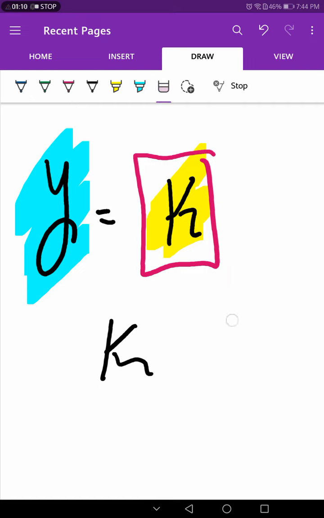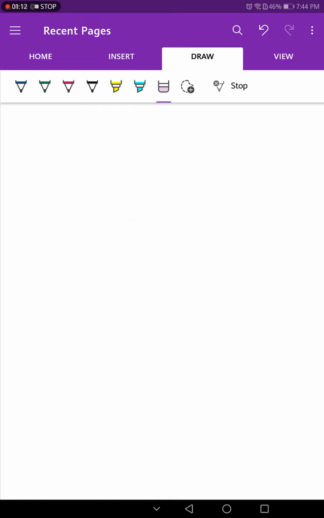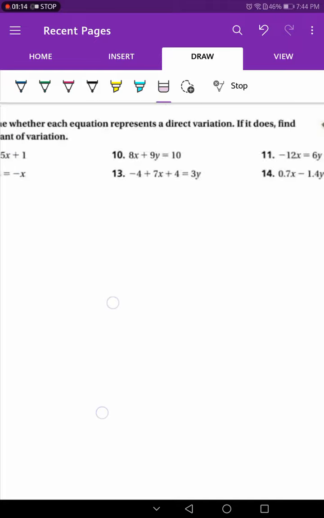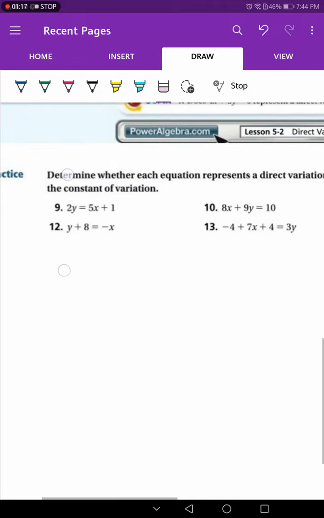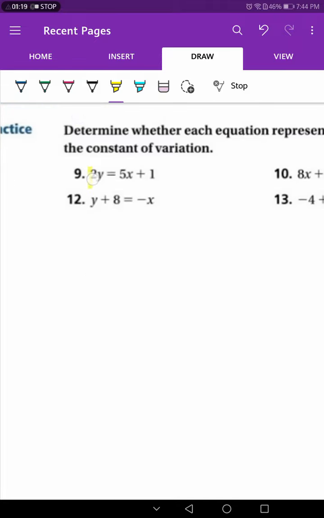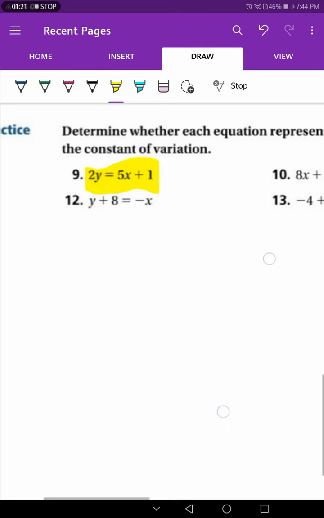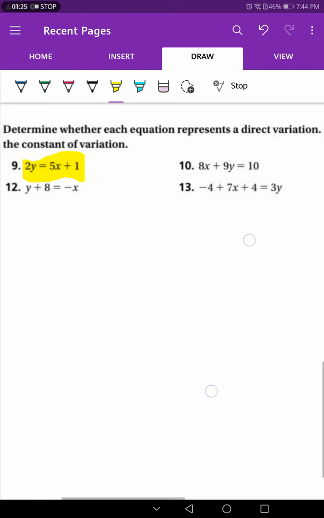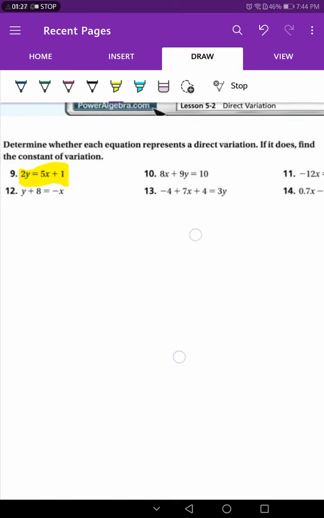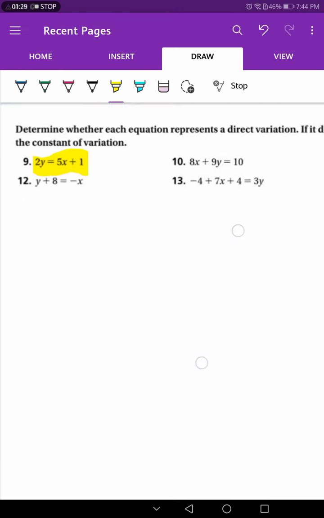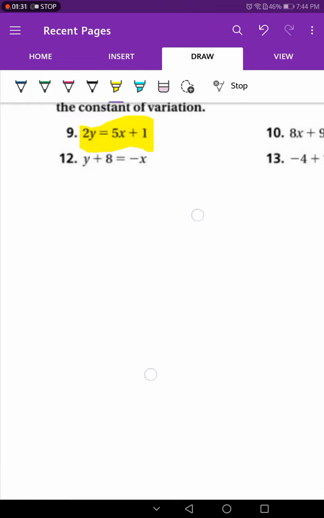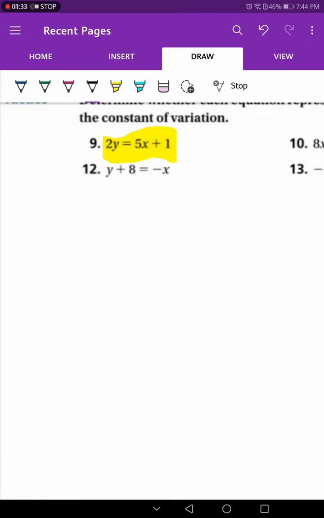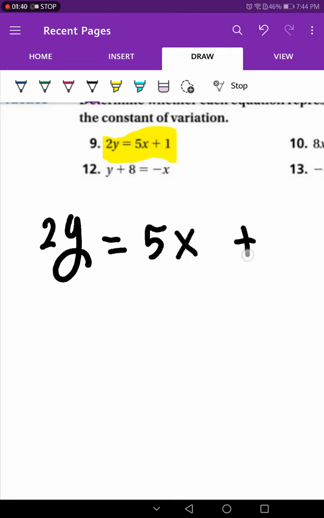First of all, let us determine if those equations are direct variation equations or not. For example, here number 9. Regarding this question, determine whether each equation represents direct variation. If it does, find the constant of variation. The first equation, my dear student, is 2y equals 5x plus 1.